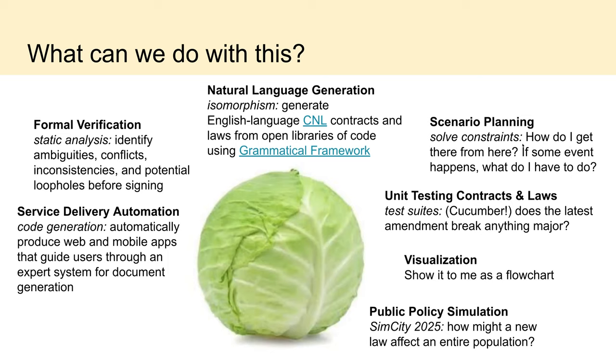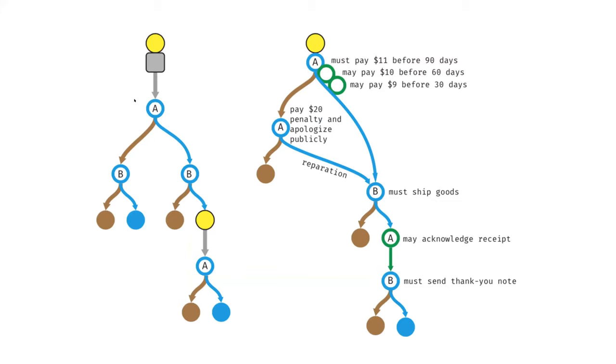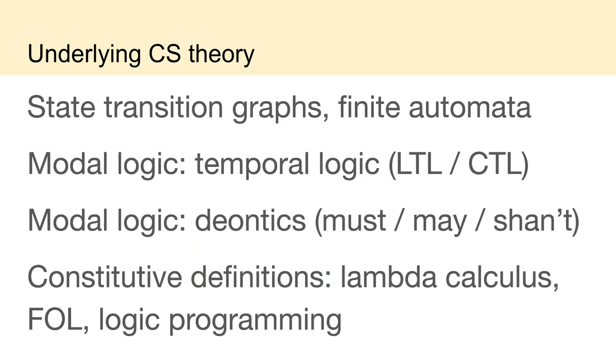You can do things like scenario planning, like how do I get from here to there? You can do unit testing, and you can say, show it to me as a flowchart of how this contract works. Am I allowed to pay this much? What happens if I don't pay? Which party has to do what? So doing these kinds of visualizations is a very helpful way to help users understand contracts. I don't want to take up too much time getting into all this theory, but if you are a computer scientist, you will recognize some of these ideas.